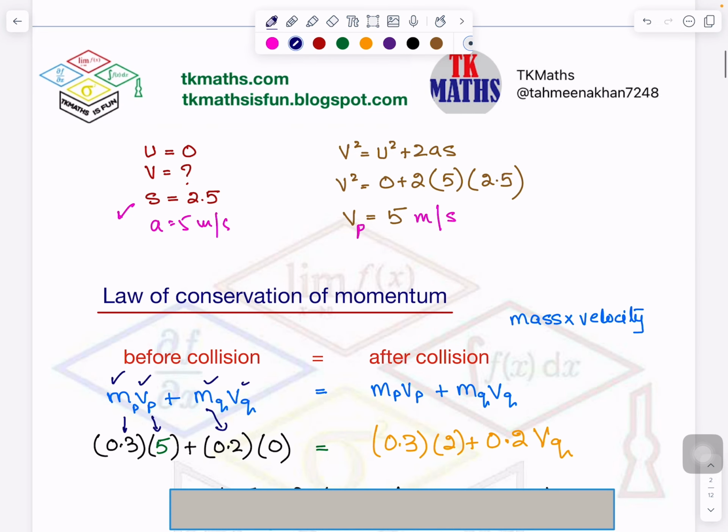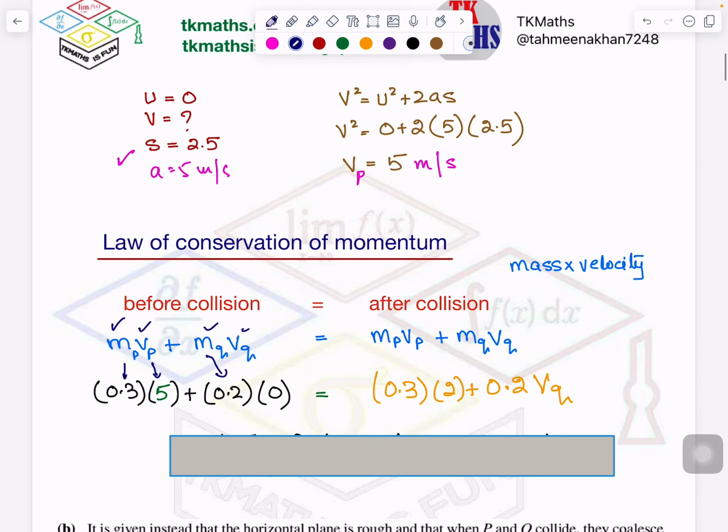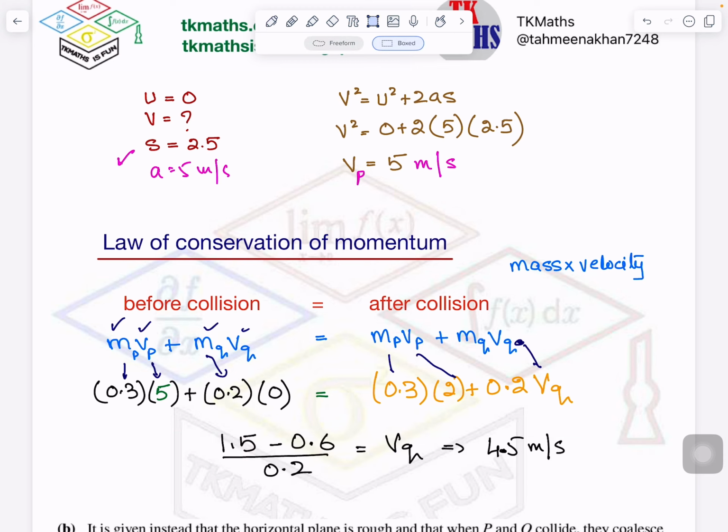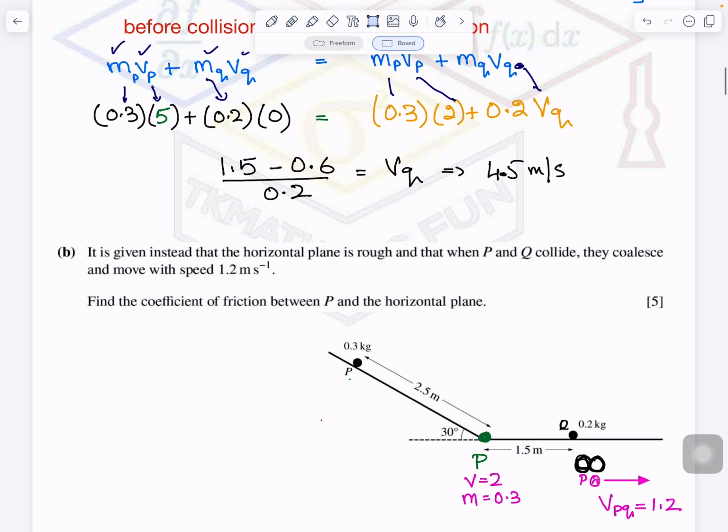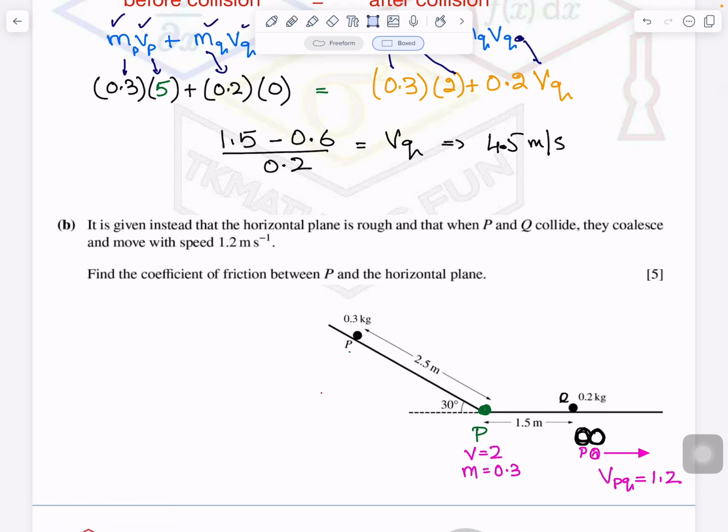So now when we are substituting the values here, the velocity we have to find out, easily I can calculate the velocity of Q, which is 4.5 meter per second. And what is the velocity of P after the hit? 2. So that's why Q is moving ahead of it. Now let's see part 2. I have drawn the diagram here again to explain it to you.